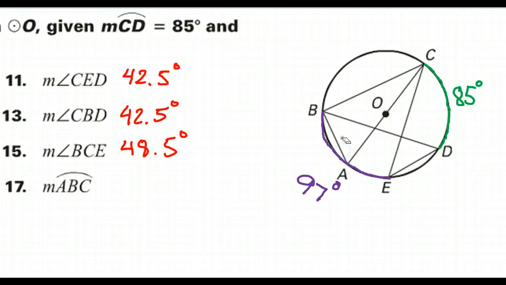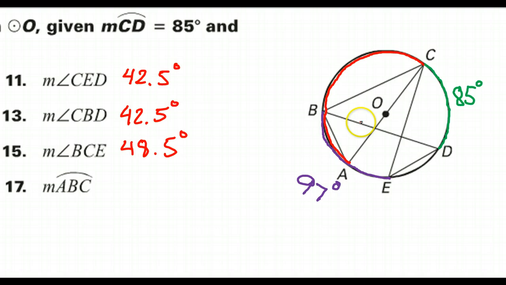Now, number 17. We're supposed to find arc ABC. Arc ABC is going to overlap with the arcs that are given, so let me be really careful. I think I'll put it on the inside. So arc ABC is this arc that goes like this. Okay, that is arc ABC.